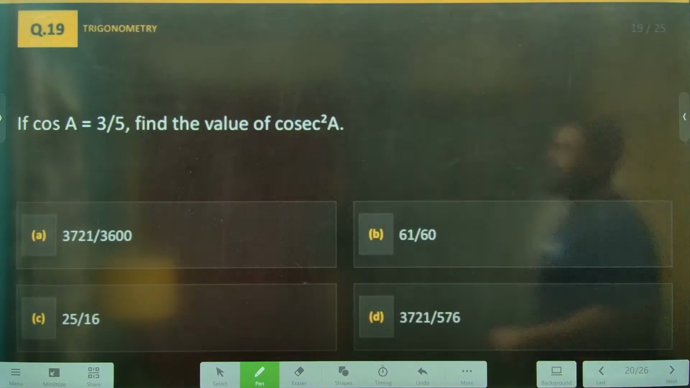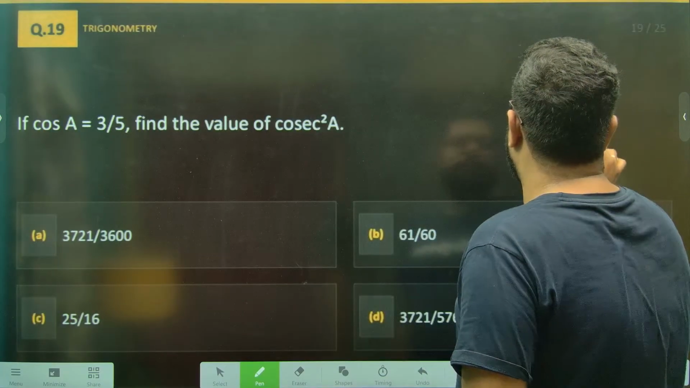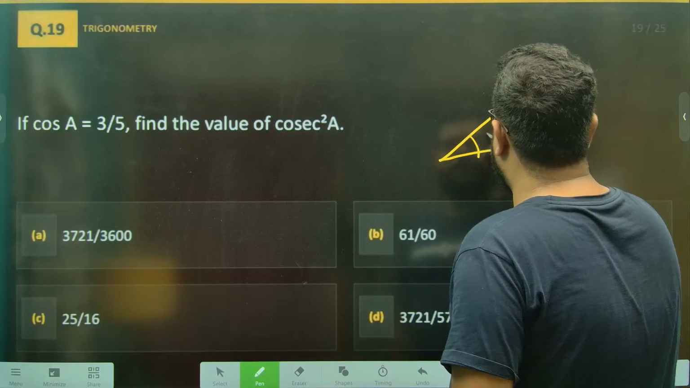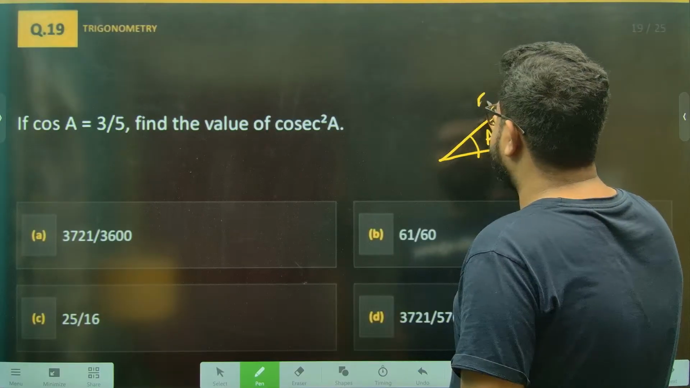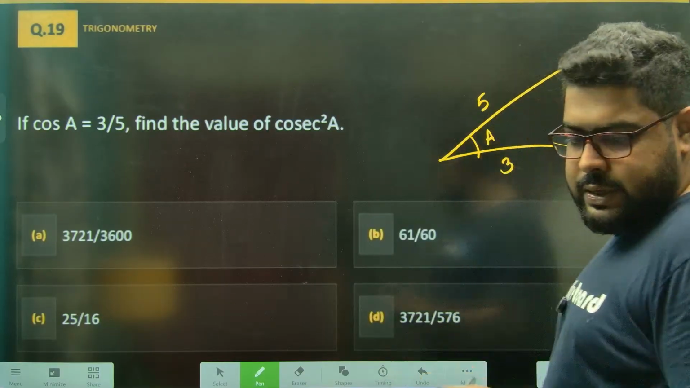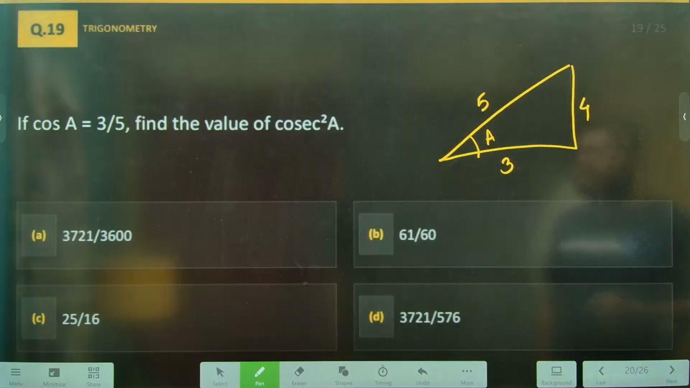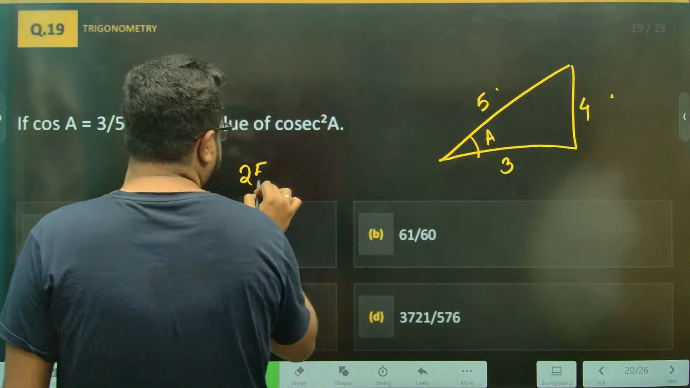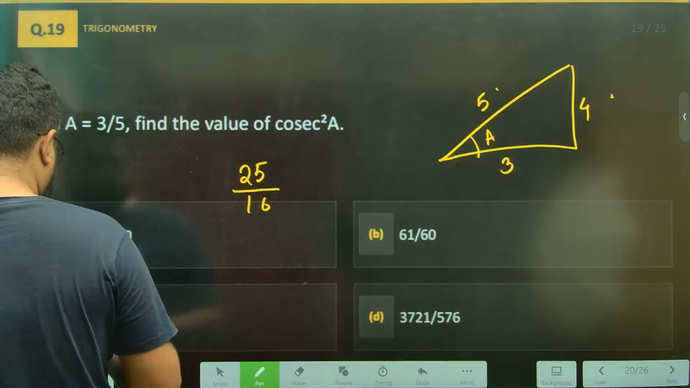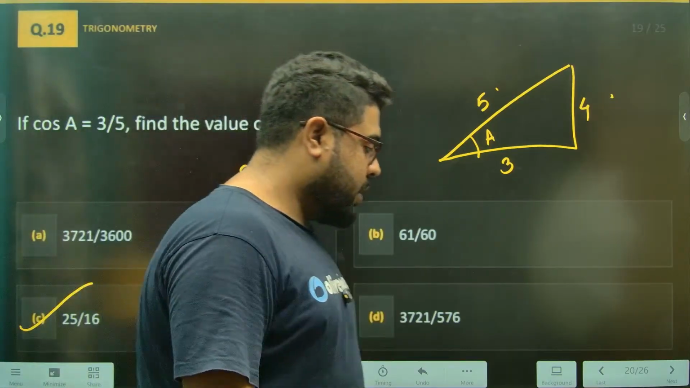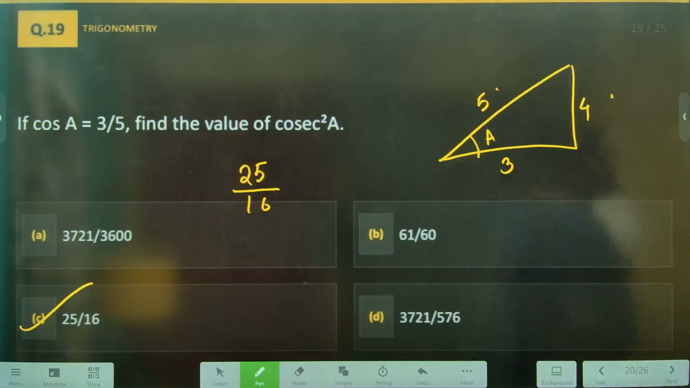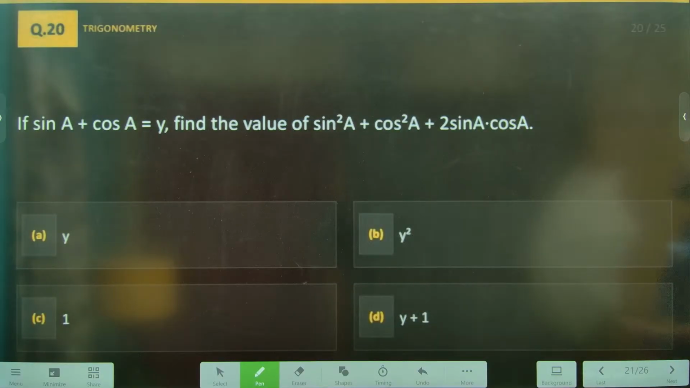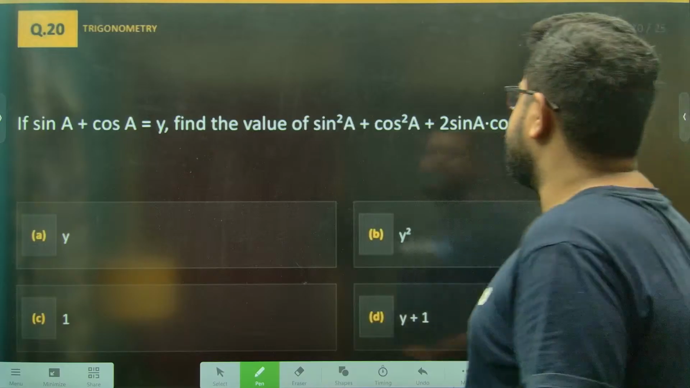Next one, cos A is given. This is A, this is 3, this is 5, then this is automatically 4. Cosec will be, sir, 5 over 4 whole square, meaning 25 over 16. Sir, option C 100% is your correct answer. Simple. Next one, sir. Sine given this.